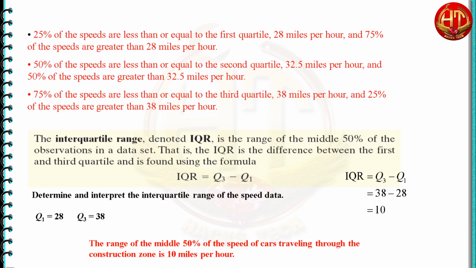It shows the range of the middle 50% of the spread of the data, which is the middle 50% of the speeds of cars traveling through the construction zone, 10 miles per hour. Your answer is 10. So this is your comments.